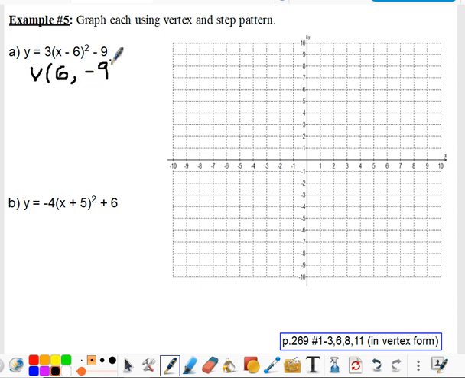So if you want, right now on your graph, you can find positive 6 and then negative 9, and you can put a point right there because that's where that graph starts. Now, how are we going to get more coordinates? Well, we're going to really look at that a value and use our step pattern.